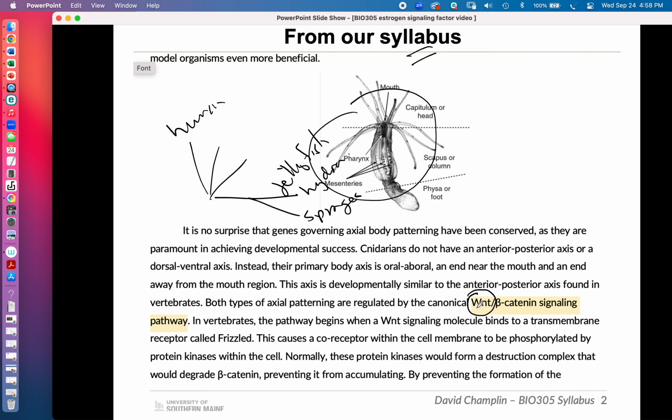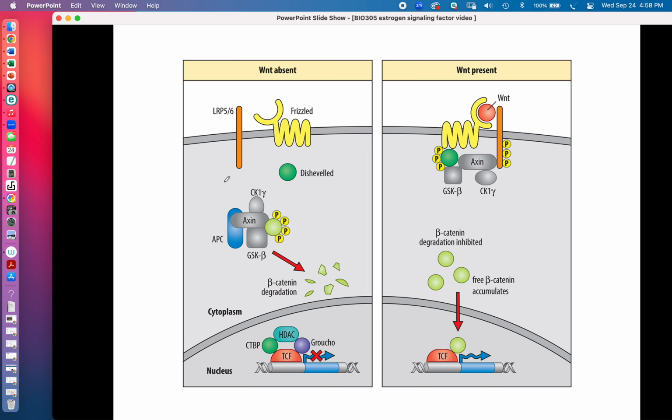And we'll refer to this as the Wnt signaling pathway. Okay? And the Wnt signaling pathway, Wnt is a protein, and there are orthologs of Wnt in this organism and every other animal on our planet. And not just Wnt, but this Wnt signaling pathway. So let's take a look at this.